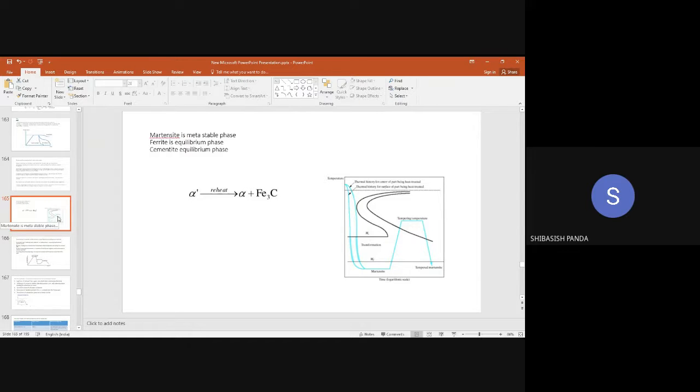Sir, is this called mar tempering? Mar tempering is a different heat treatment. I'm not talking about mar tempering. I'm talking about tempering only. Mar tempering is a different heat treatment. I'll discuss that. It is there in your syllabus. I'll discuss that.